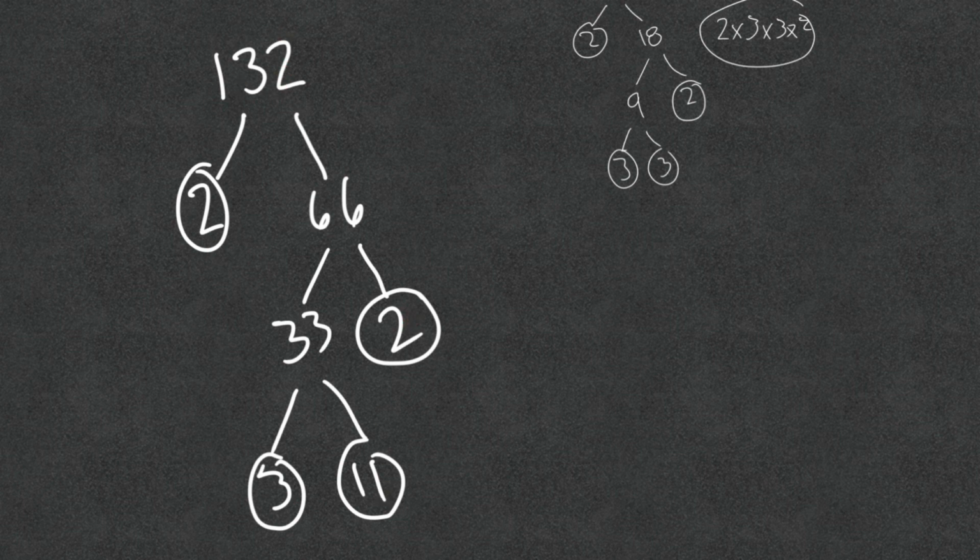So we're taking a big number, we're making some branches, figuring out what the factors are, and then ultimately what are the prime factors of the original number.